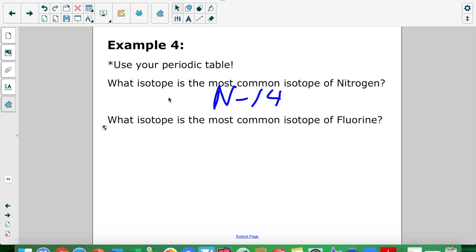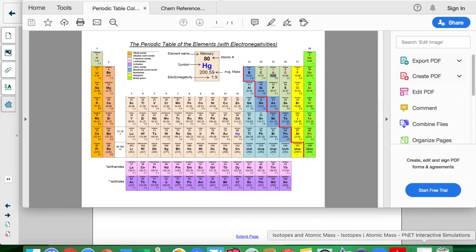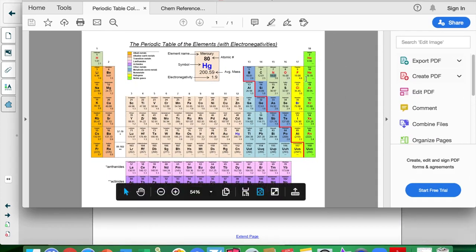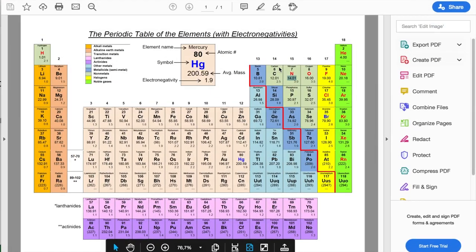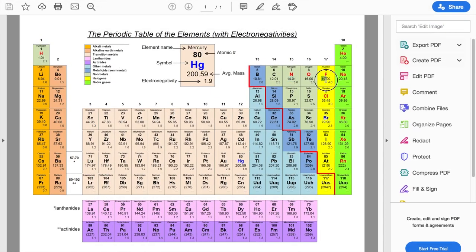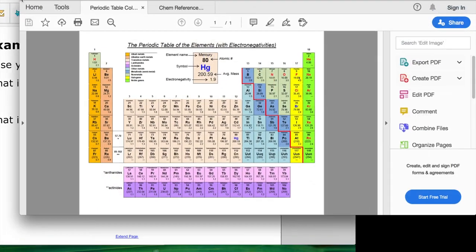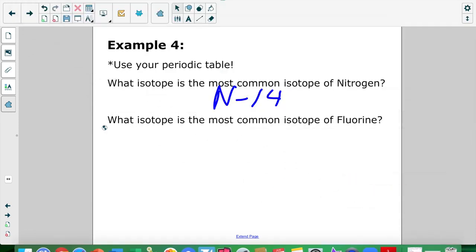And the next question says, what is the most common isotope of fluorine? Same thing. You go over here and you say, okay, what is fluorine? Fluorine is here, in group 17. So the average atomic mass of fluorine is 19. That means that the isotope of fluorine that has the highest abundance, that has the most weight in these calculations, is the one that contributes to this number the most. Therefore, the most common isotope of fluorine is going to be fluorine 19.